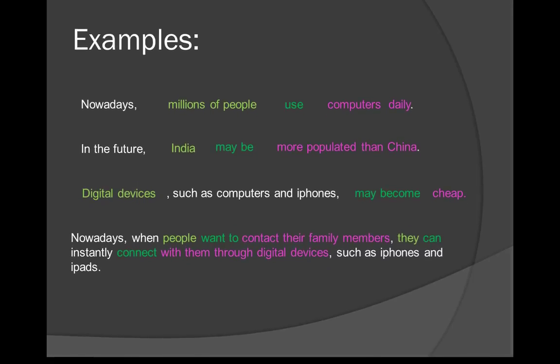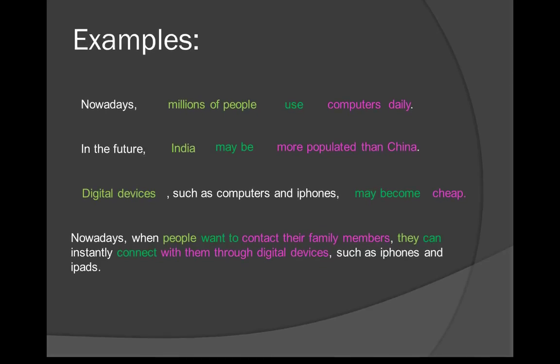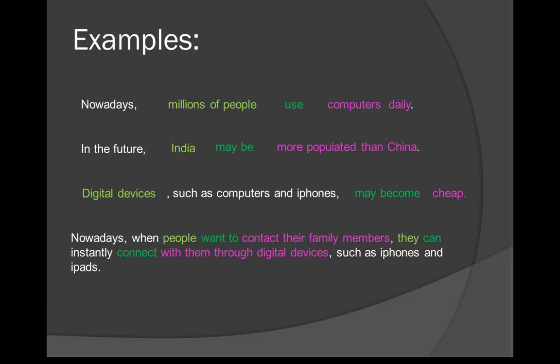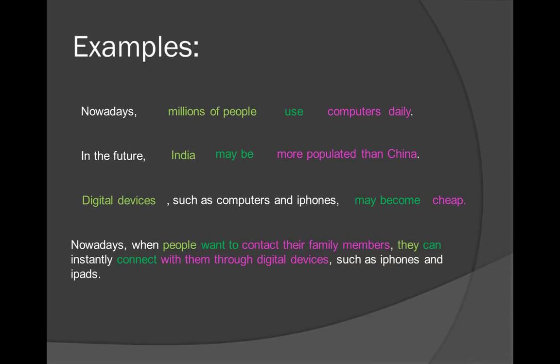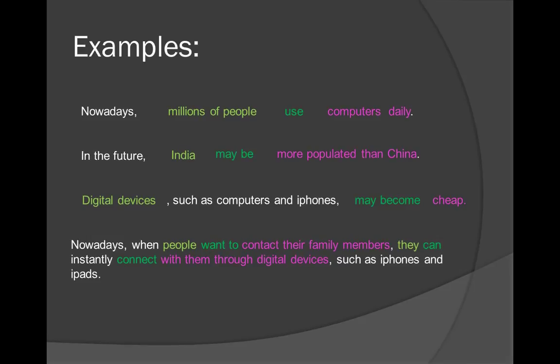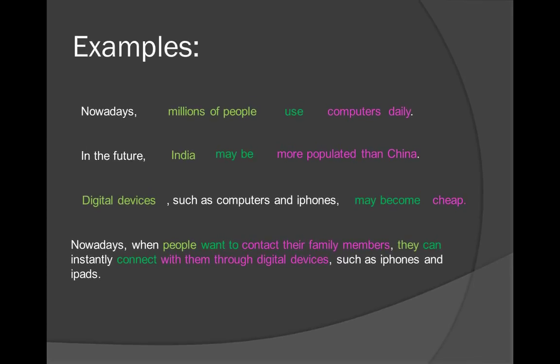Nowadays, when people want to contact their family members, so it's a when sentence. When people want to contact their family members, they can instantly connect with them through digital devices. That's a when sentence. And then we've added an extra piece of information at the end. What kind of devices? Such as iPhones and iPads.